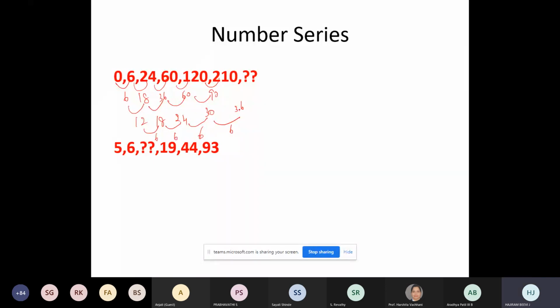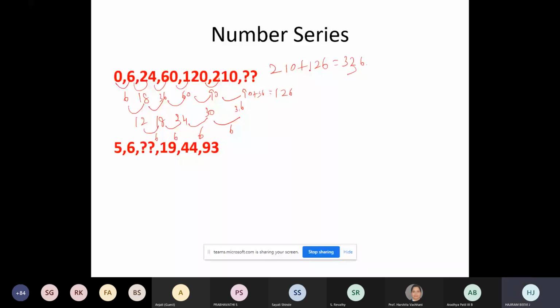Then 36 means the difference between the 90 and the next term is 36. So which means 90 plus 36 is 126. Then we add 126 with 210. So this is 336.